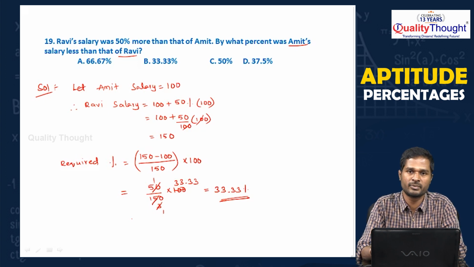So find the difference between them, 150 minus 100, that is 50. And this difference is being compared with Ravi's salary. So 50 by Ravi's salary, 150, into 100%, which is 33.33%. So we can conclude, Amit's salary is 33.33% less than that of Ravi's salary.